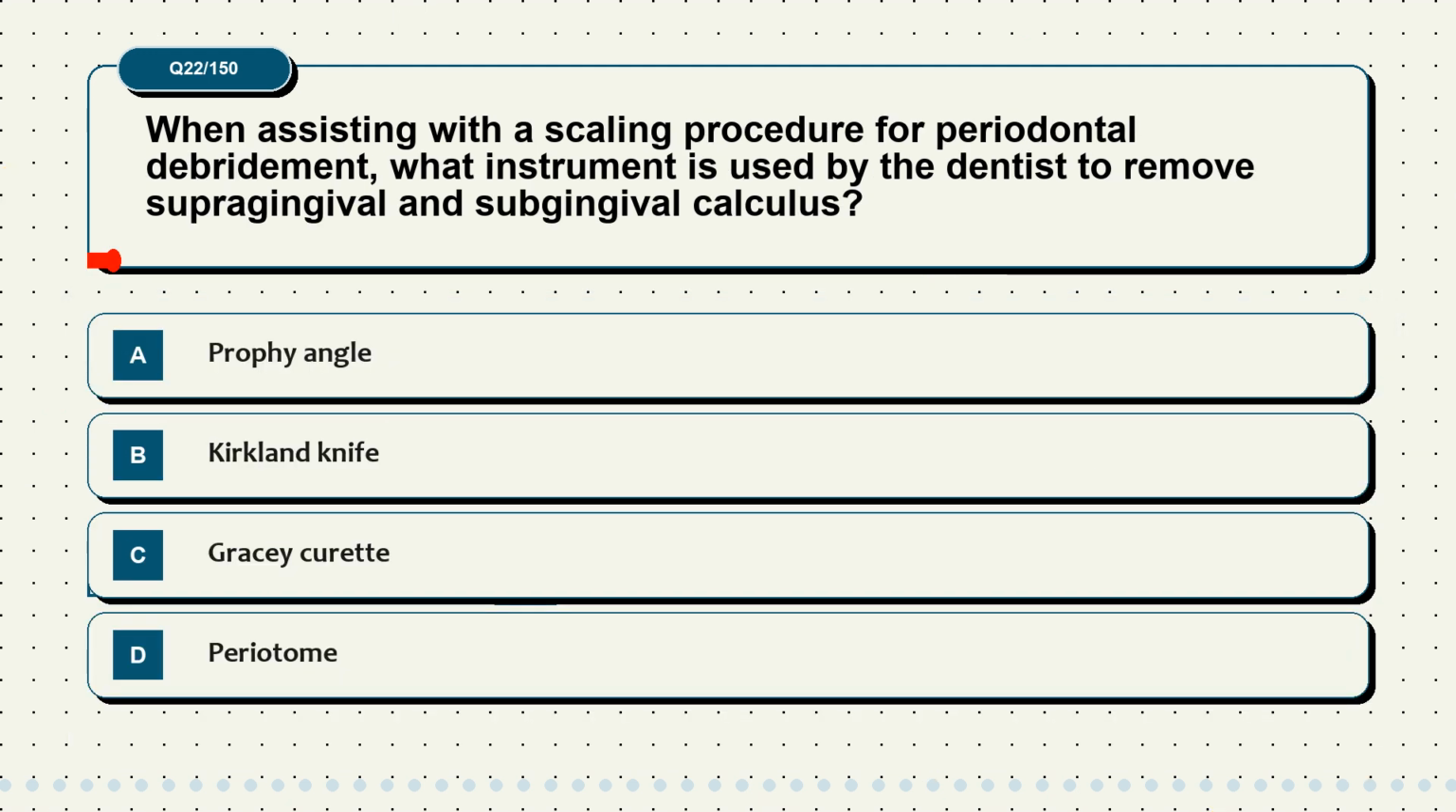Question 22. When assisting with a scaling procedure for periodontal debridement, what instrument is used by the dentist to remove supragingival and subgingival calculus? Here are the options. Option A. Prophy angle. Option B. Kirkland knife. Option C. Gracey curette. Option D. Periotome.